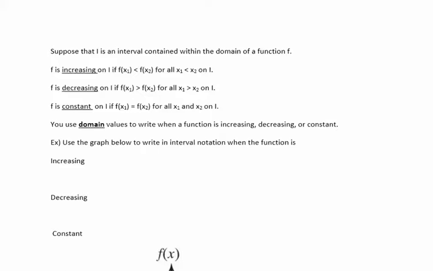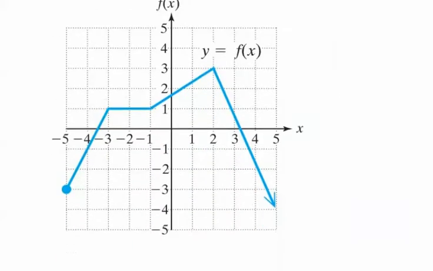Okay? All right, so let's take a look at our function here. Let's start with increasing. Okay? So from left to right, my range values are increasing in this interval and in this interval. Now remember, when I write this in interval notation, I want domain values. So starting at -5, but I'm not going to include it. At -5, it's an end value. To -3, I am increasing, but also from -1 to 2.